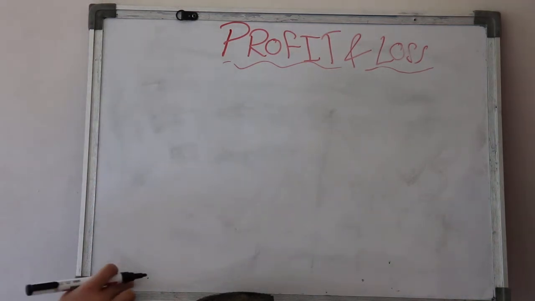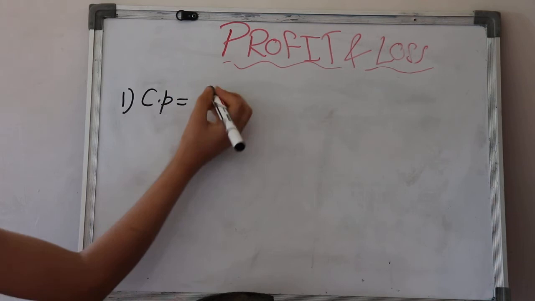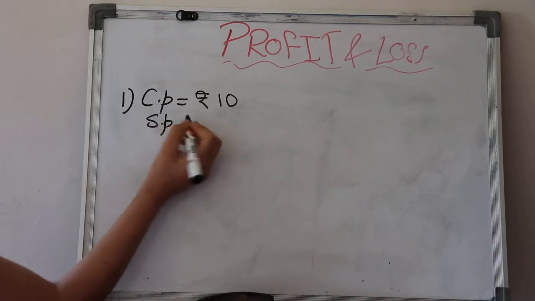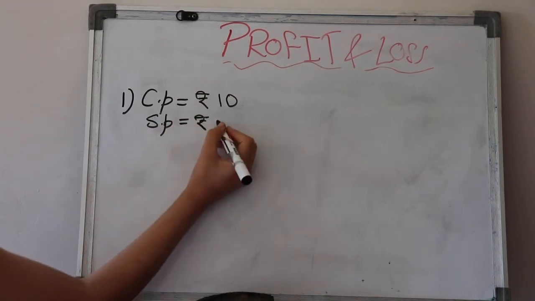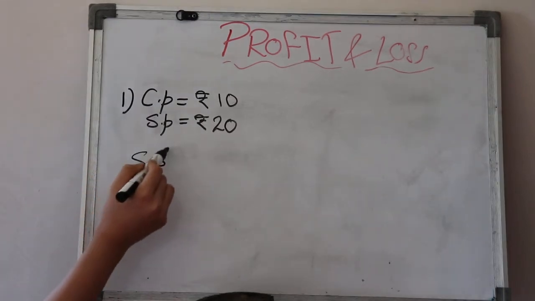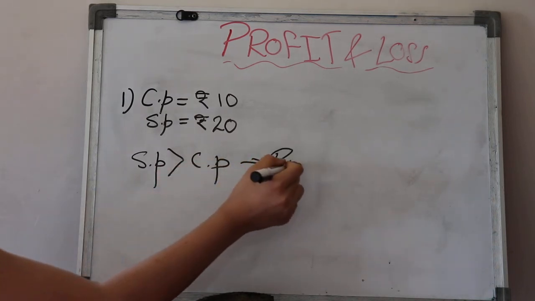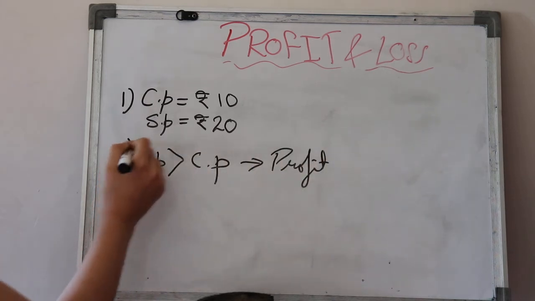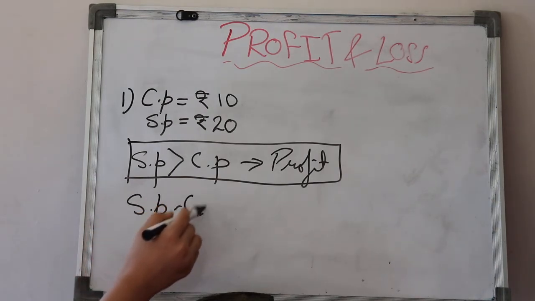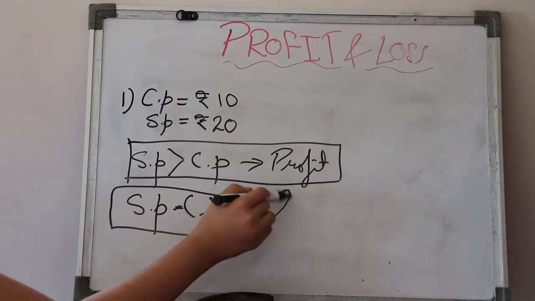If the cost price is rupees 10 and the selling price is rupees 20, here the selling price is greater than the cost price. Therefore I made a profit. So I'll subtract selling price minus cost price, and I'll get the profit. How much profit do I have?